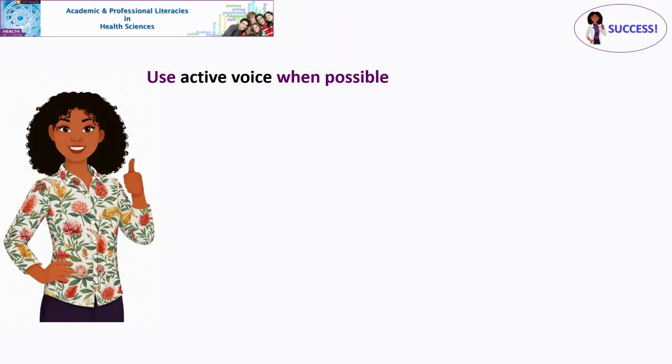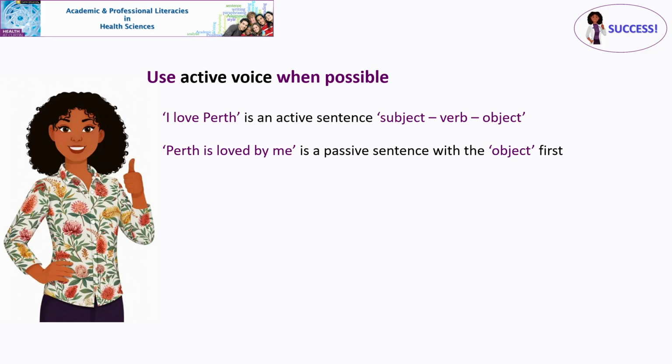So we need to use the active voice when possible. What do I mean by this? Well, a very simple sentence, I love Perth, is an active sentence. Subject, I. Verb, love. Object, Perth. I love Perth. Very simple structure. However, we can flip the subject and the object round. Grammatically, it's still correct, but it sounds a bit strange. Perth is loved by me. Now, this is a passive sentence with the object at the beginning.